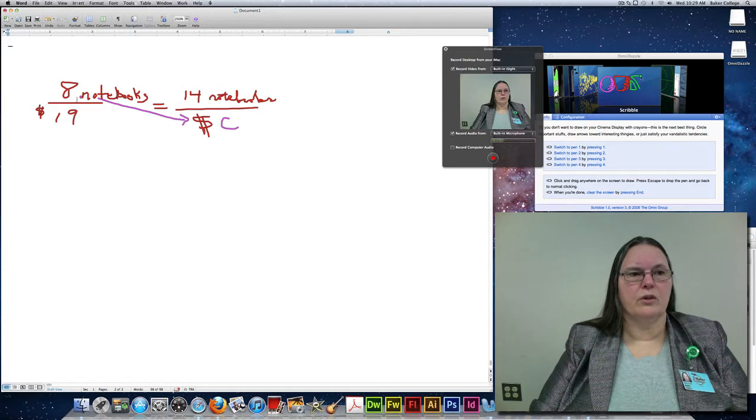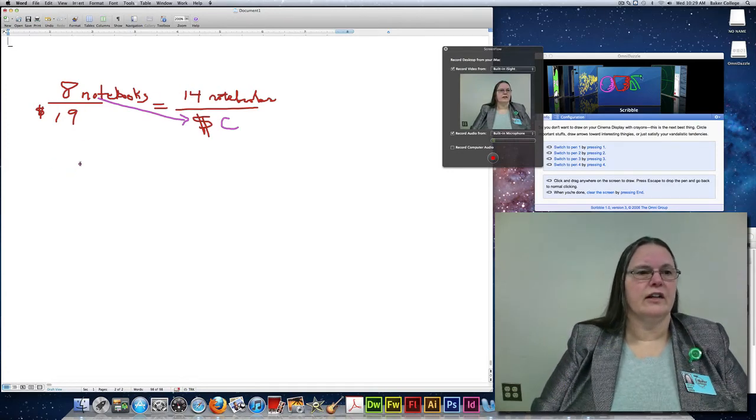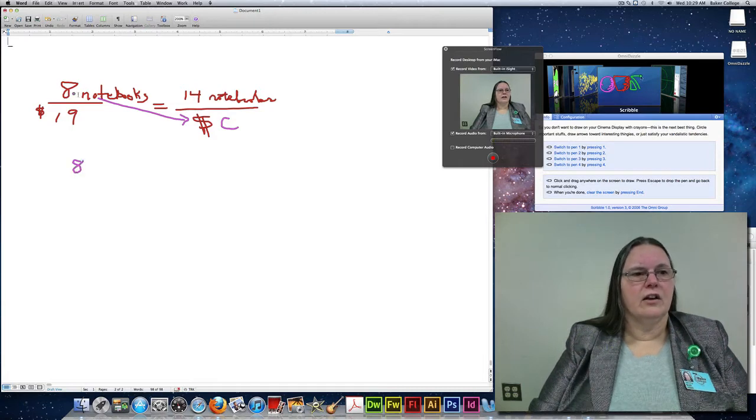They said notebooks to cost was the first comparison, and I have to keep the comparison equal. So this is notebooks to cost. And in this case, we set up the 8 notebooks for the $19, 14 notebooks for how much? That's what we're going to find. So this side here, step 1, 8 times C is 8C. And the next objects we compare is the 19 times the 14.